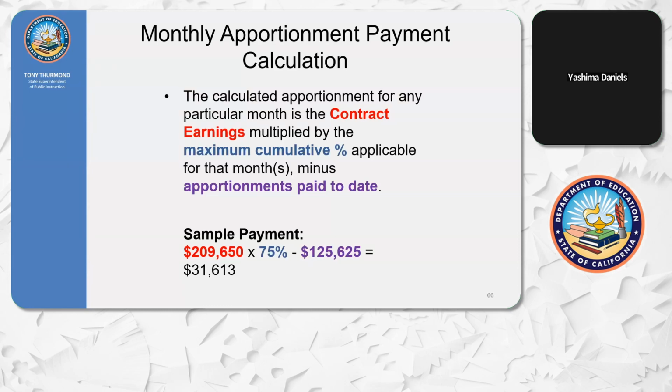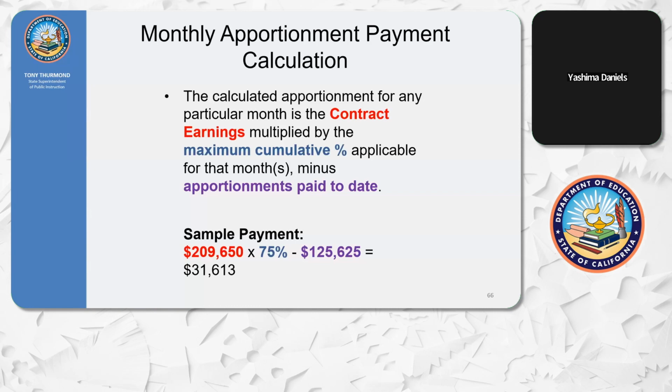So here we have an example of how CDE is determining the payment of the calculation worksheet that Jake covered earlier. The payment was $31,613. We calculated this amount by taking the contract earnings, which you can find on the calculation sheet in the summary section, multiplied by the maximum cumulative percent from the apportionment schedule we were just viewing on the previous slide, and then subtract any apportionment that the CDE has already issued, which can also be found in the summary section of the calculation worksheet.